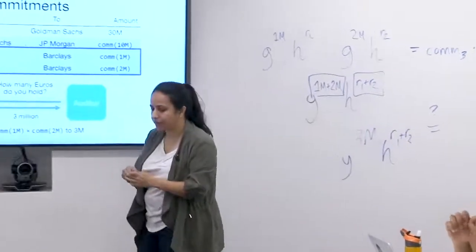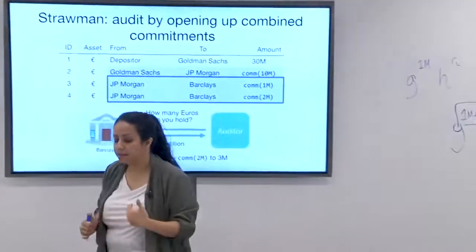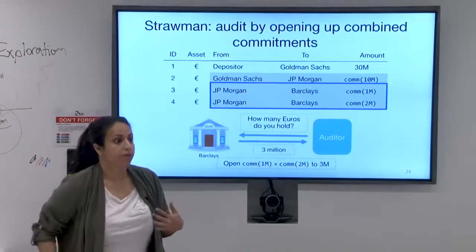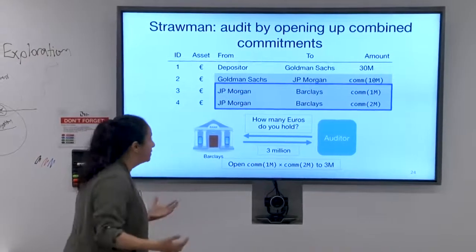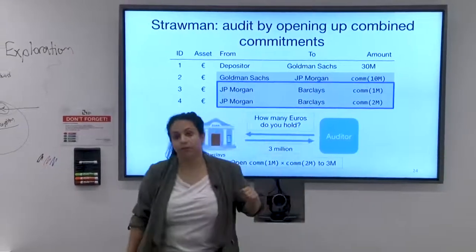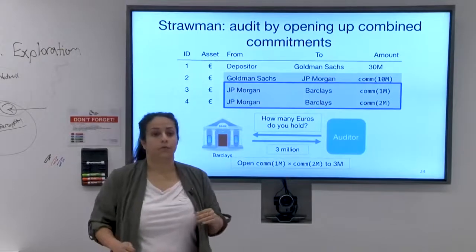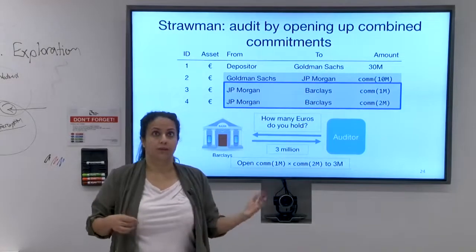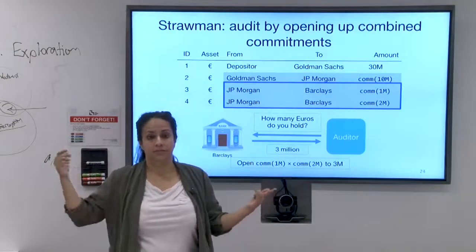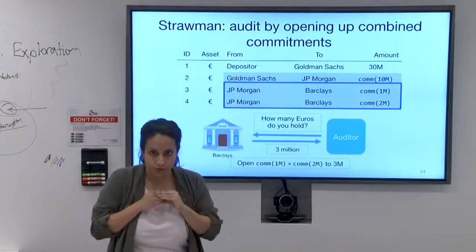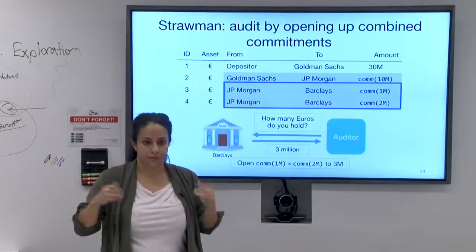Given that these 2 things are equal, the auditor knows that the bank did in fact commit to 2 commitments that sum to $3 million. It doesn't know if that was 1.5 and 1.5, or 1 and 2,999,000. It doesn't know what those individual values were. It just knows that the sum is correct.